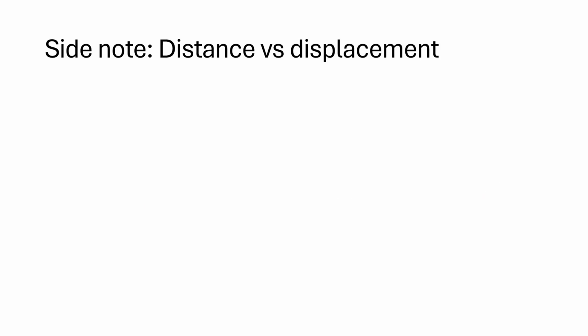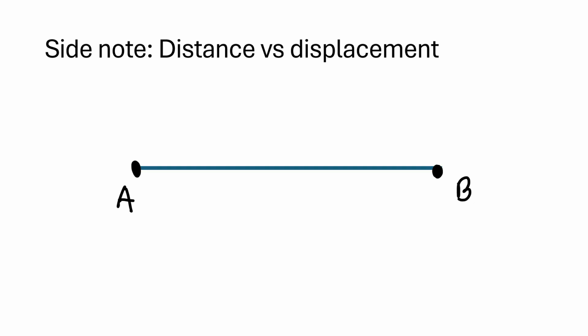Just as a side note, I'd like to contrast distance with displacement, because it's something that students mix up all the time. Just something I thought I'd go over whilst I'm contrasting vectors with scalars. So let's say we're trying to get from point A to point B. We can take this blue path. We'll call this path 1.